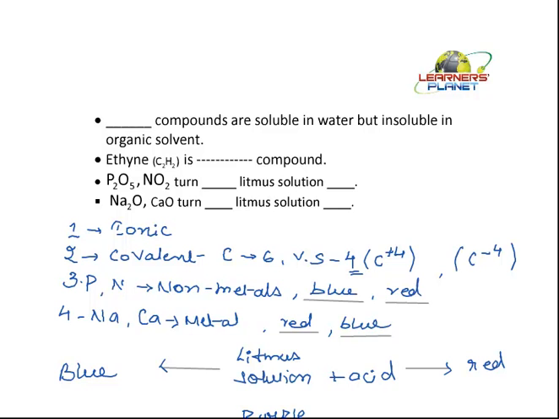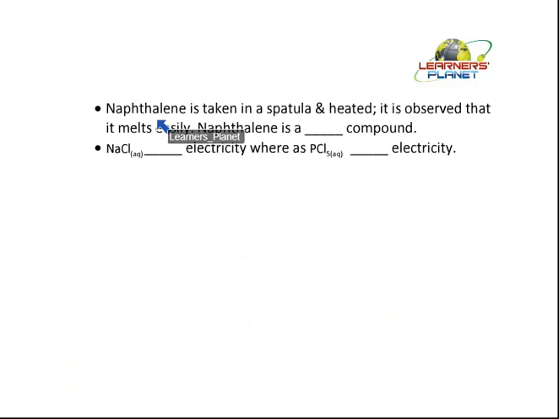Now let's move to our next question. Naphthalene. You must have seen naphthalene balls at your home. That is those white colored balls which are kept in your cupboards or in the basins or in the washrooms. Now if taken in a spatula and heated, it is observed that it melts easily. Naphthalene is a dash compound.